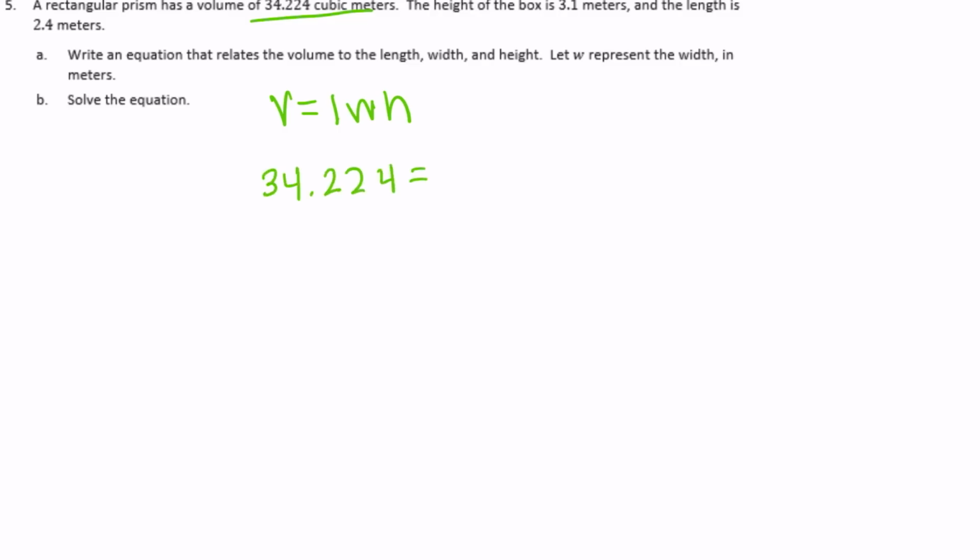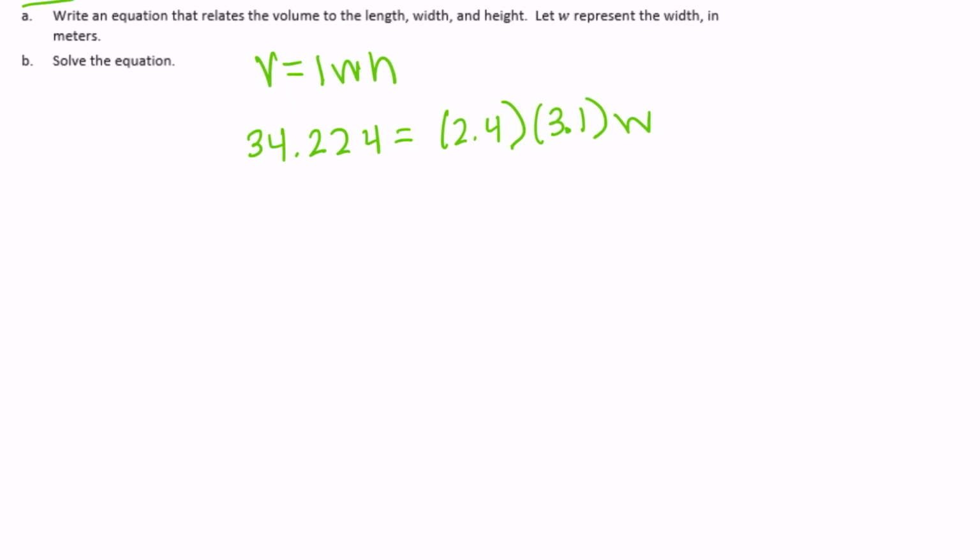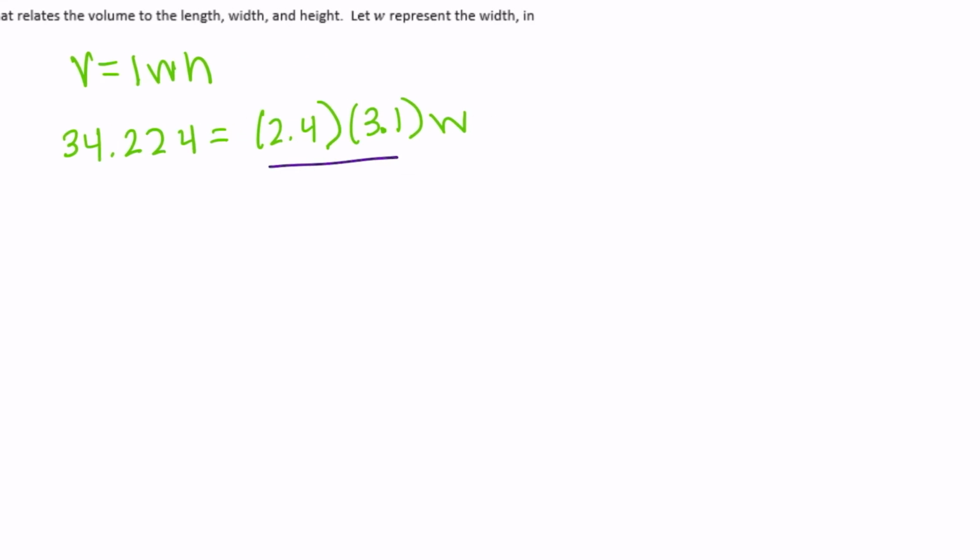So 34 and 224 thousandths would be equal to length, width, and height. We know that the length is 2 4/10 meters. We don't know the width, but we know the height is 3 1/10. So that would be our expression. Now we just need to solve it. I'm going to start by doing 2 4/10 times 3 1/10.